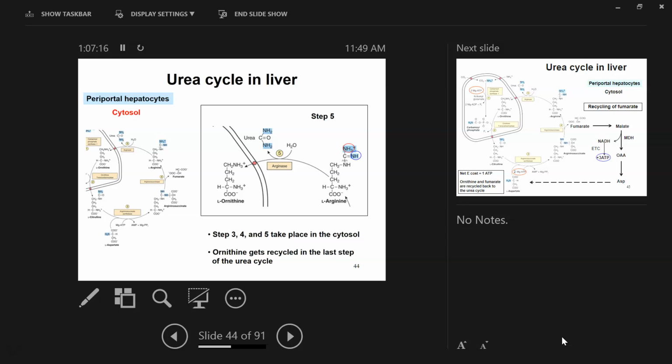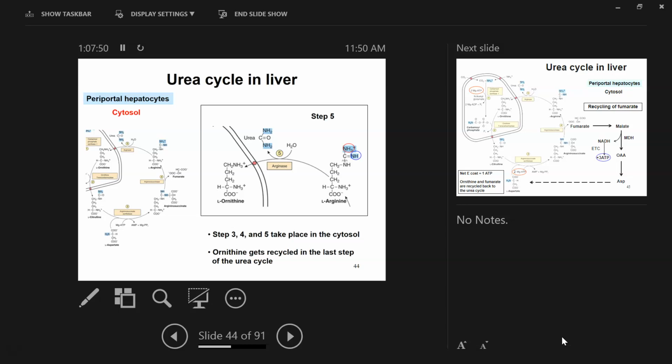and the regulator compound, NAG, N-acetylglutamate, is required for CPS1 enzyme activity. Also, an important thing you need to remember: the first step has two substrates, one is ammonia, and the other one is bicarbonate, CO2. So the first ammonia is coming from deamination of amino acids, right? That is the purpose.